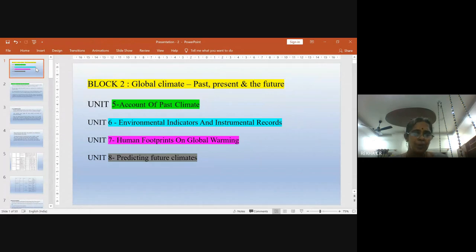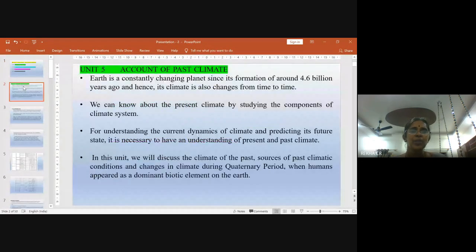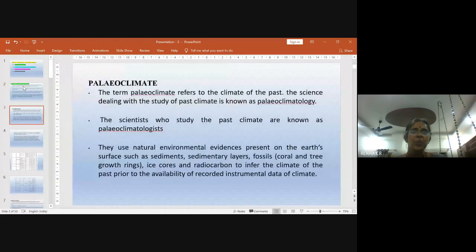There are four units, 5, 6, 7, and 8. Unit 5 is the account of the past climate. It is also called paleoclimate, which refers to the climate of the past. In order to understand this, we have to understand the geological time scale, the climate during Cambrian, the climate during Phanerozoic, and the main types of climate archives.